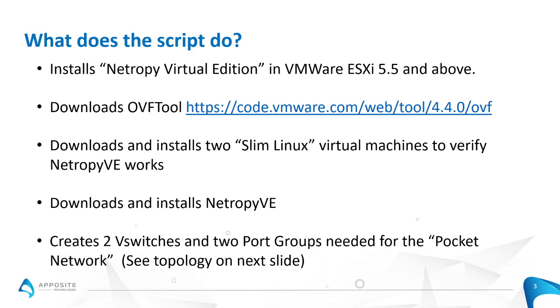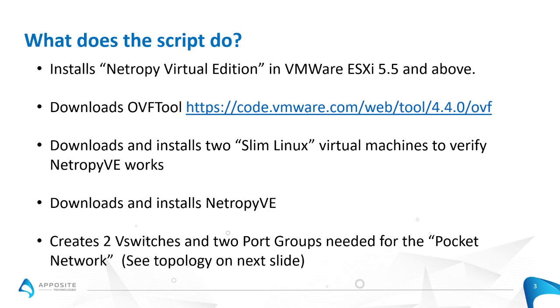So what does this script do? It installs the Netropy Virtual Edition in your VMware ESXi 5.5 and above. It also downloads and installs the OVF tool. This is a free tool that is available on VMware's website, so we're not bringing any foreign software into your environment. It also downloads and installs 2 Slim Linux virtual machines. This is used to test and verify that your Netropy is installed and working correctly.